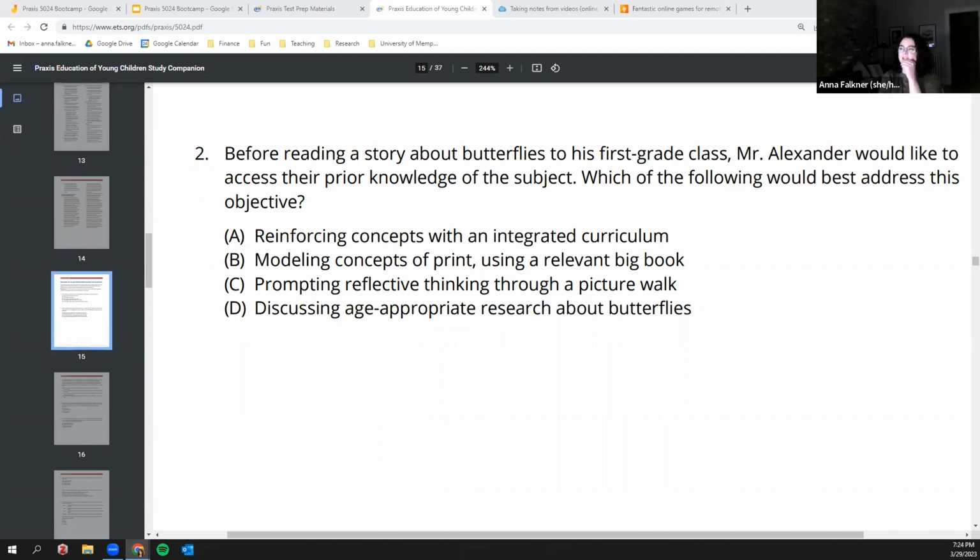So let's take a look at B. What is going on with B? Can we eliminate it? Yes. Why? Because we're not talking about concepts of print. Yeah, that's not the focus of the lesson. Okay, so now that leaves us with A and C. Which one's the better answer?